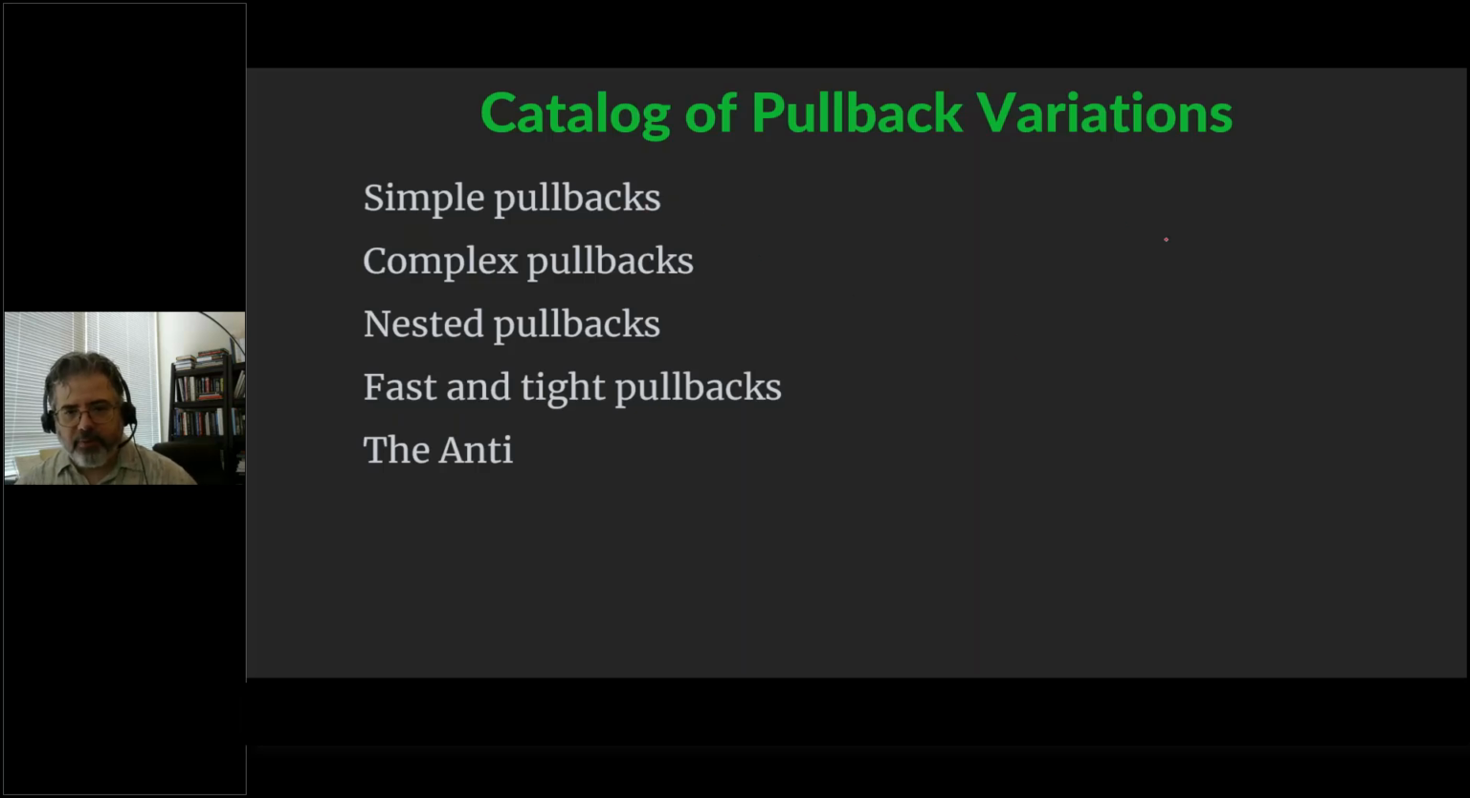A few catalogs, a few specific pullback variations here. So simple pullbacks, I'm going to draw these schematically for you. So here's a simple pullback. All of these will be a market in an uptrend. I've drawn this like 5,000 times already, so you're already sick of seeing this. This is a simple pullback. Now a complex pullback looks like this.